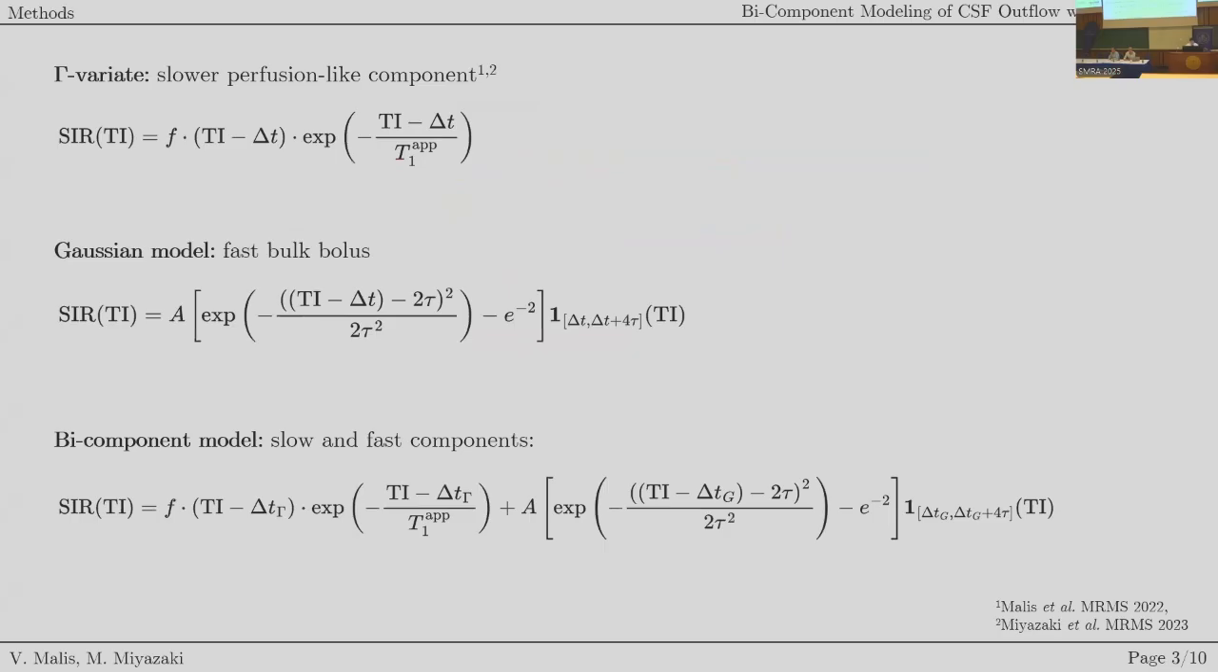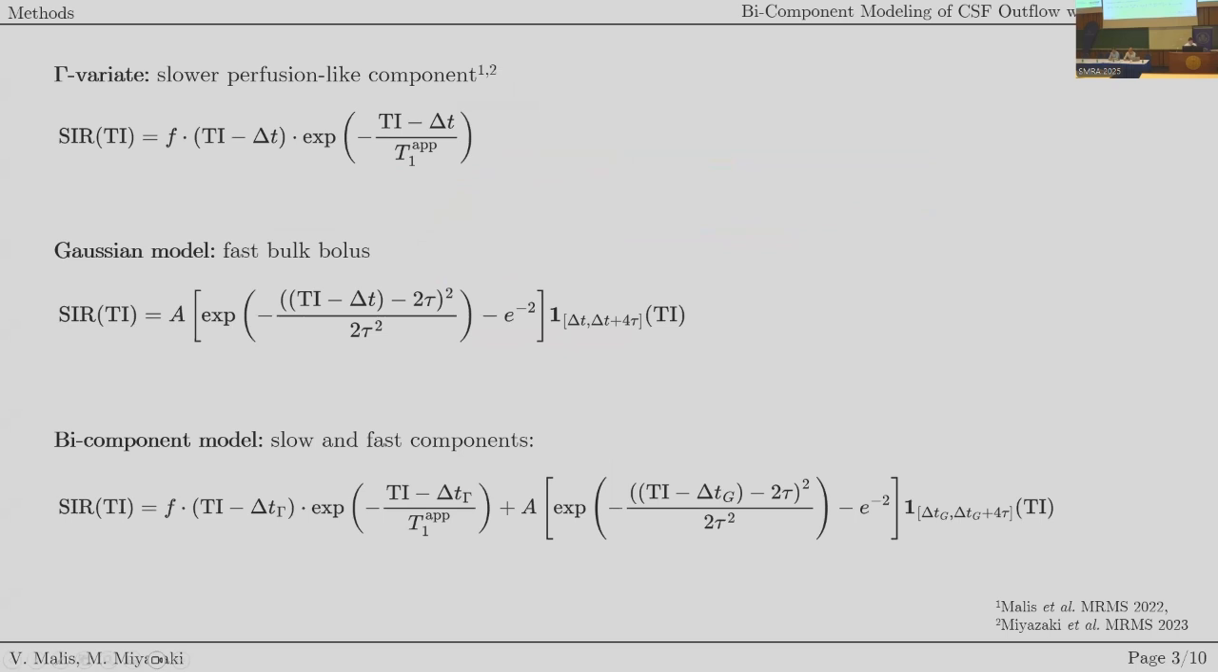In previous studies, we utilized a gamma variate function to characterize the signal increase ratio associated with the CSF outflow. However, from that data, we observed that not all the features of the signal increase ratio plots are well described by the gamma variate function, which motivated us to introduce an additional Gaussian term, given here by the second equation.